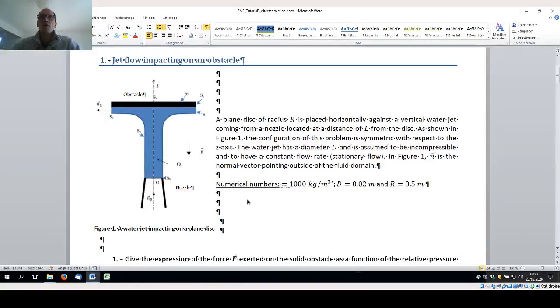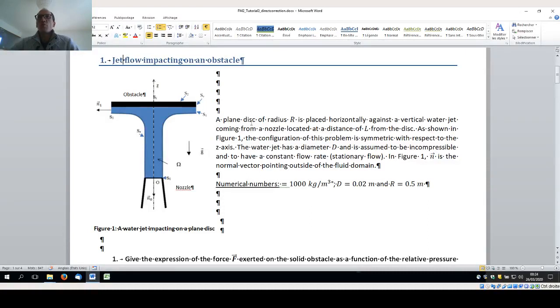For this first exercise, we'll try to look at the forces exerted by a water jet which is impacting a plate here. This configuration was actually one of the practical sessions you may have done, but it will allow you to have an idea of a quite simple configuration on how to treat the problem. I let you read the subject.